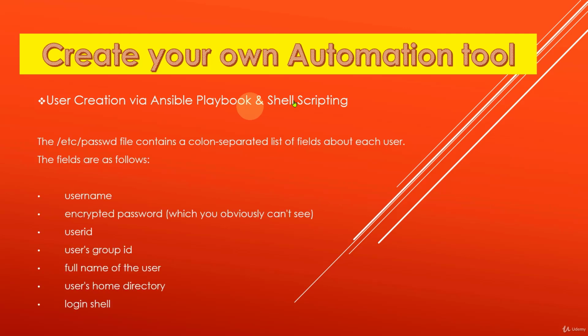And what are the fields we have in the /etc/passwd file? Whenever we create a user, its entry will come in automatically in this file with 7 options: username, encrypted password (if a shadow file is there, the encrypted password would be in the shadow file), user ID, group ID, full name of the user, home directory, and login shell.